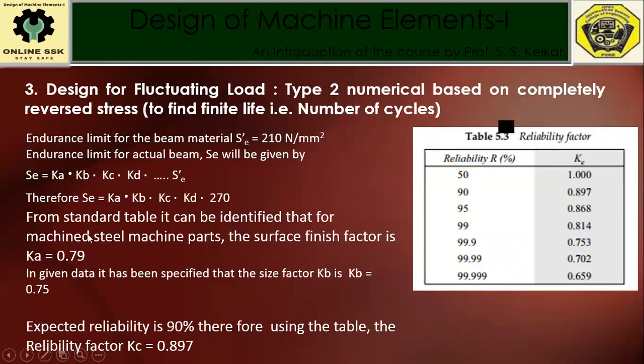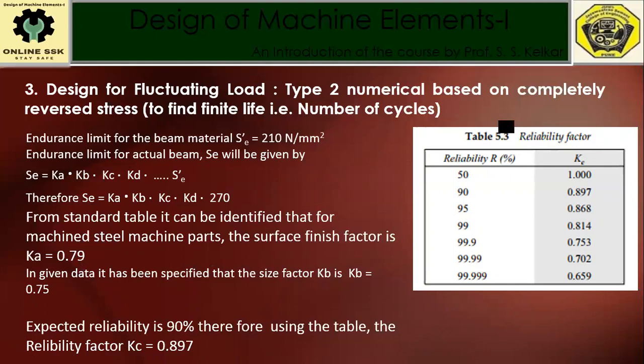From the standard table, we can identify that for machine parts, in our case, they have specified that turning is the manufacturing process for the shaft. Therefore machining is the manufacturing process. If machining is the manufacturing process, then the surface finish factor Ka can be assumed as 0.79. From the standard table we can read this value. You need not worry, because in your examination the value of Ka will always be specified.